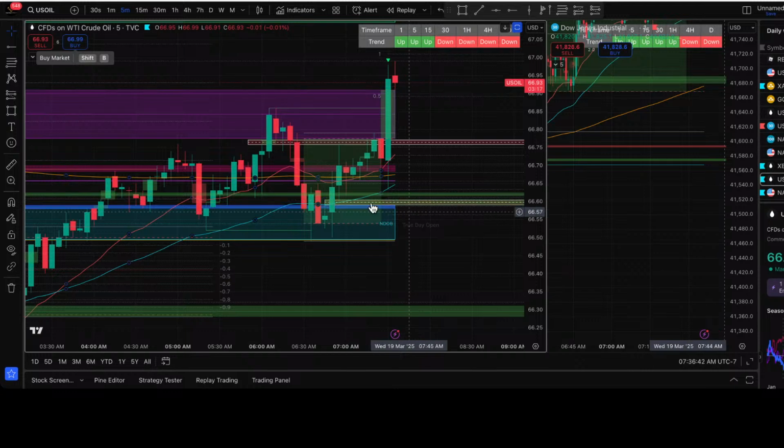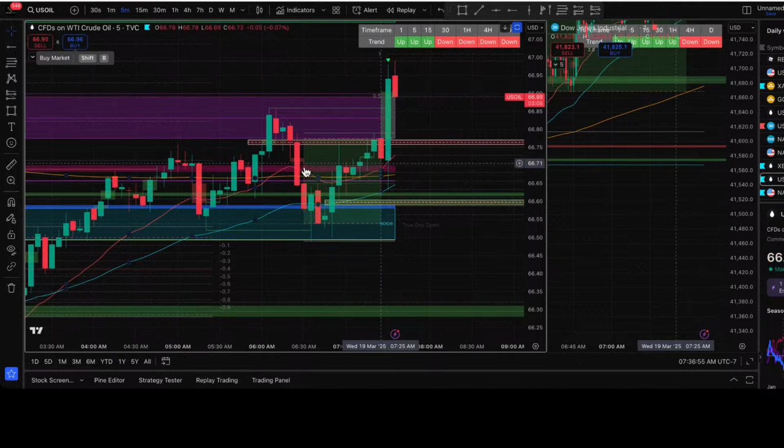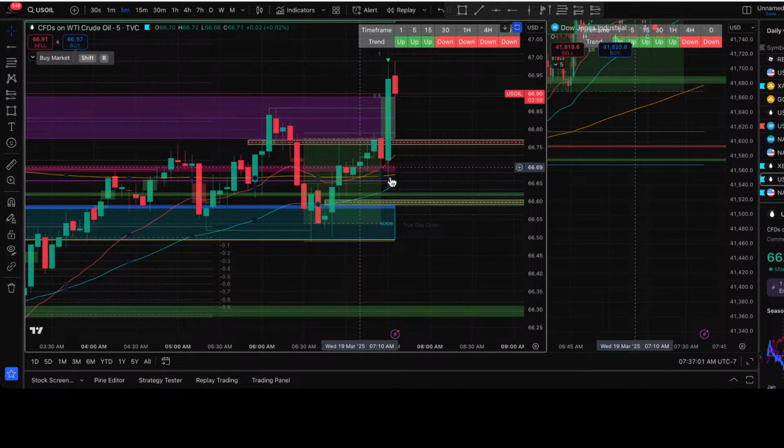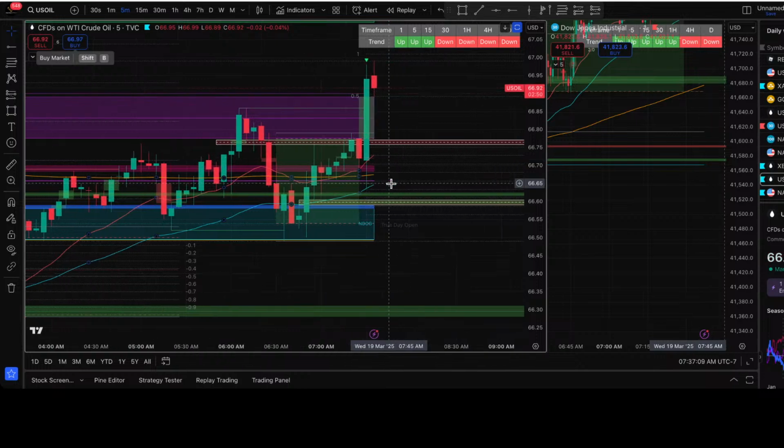And right now there's a nice zone right here, the only 5M fair value gap that has not been tapped. And also there's a purple zone right there that we got a lot of rejection off of. 1, 2, 3, 4 candles rejecting off of that. We're above the 20. Now let's see if this thing retraces or takes off without us.